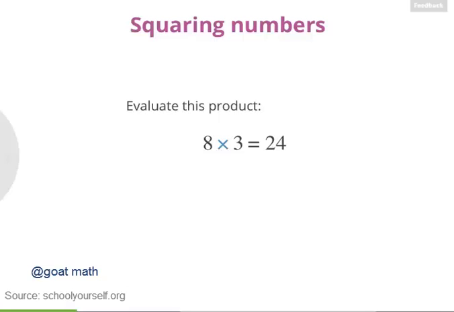Next, let's try multiplying a number by itself, like 7. So what's 7 times 7? Nicely done. So 7 times 7 equals 49.